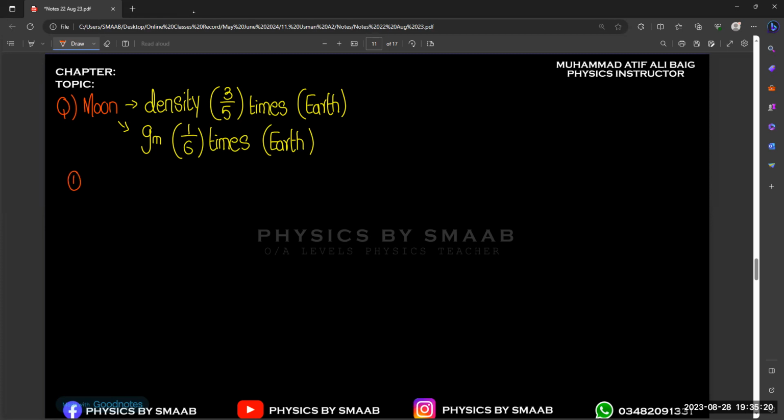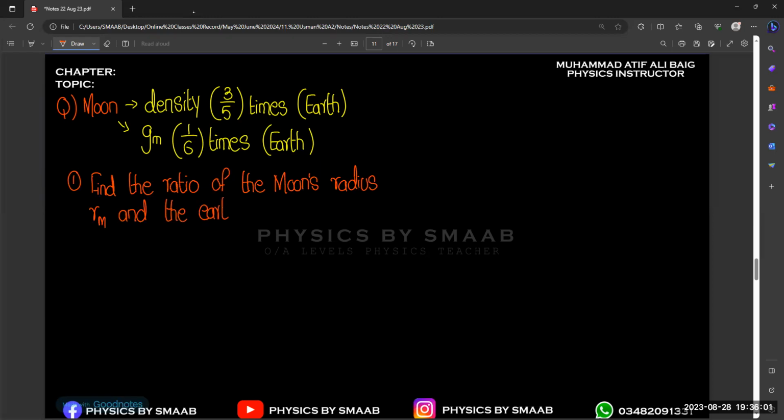they are asking that you need to determine the ratio of the moon's radius, that is Rm, and the earth radius, Re. So now we need to find out the ratio of their radius, right?